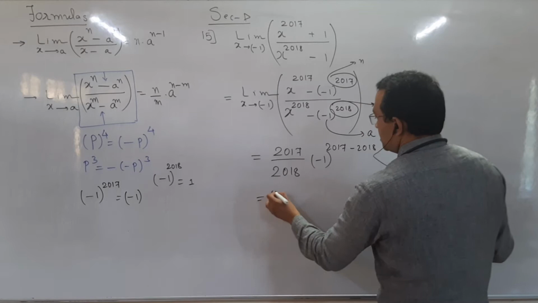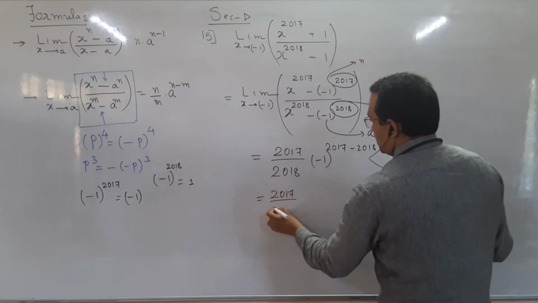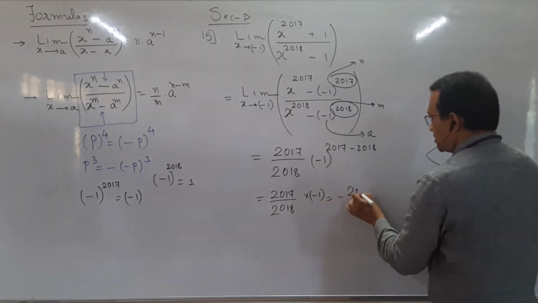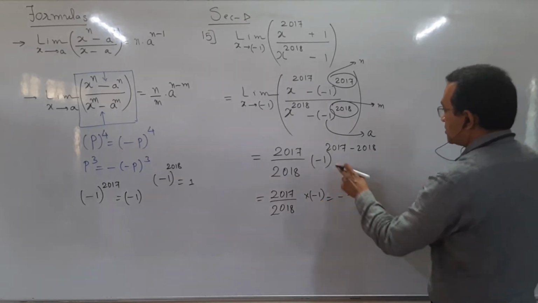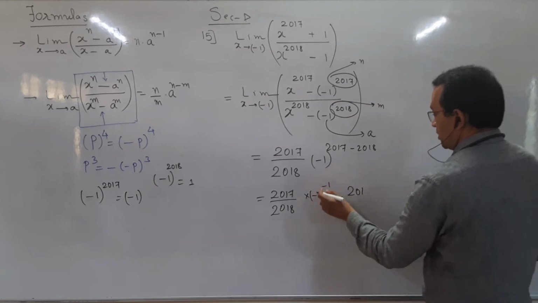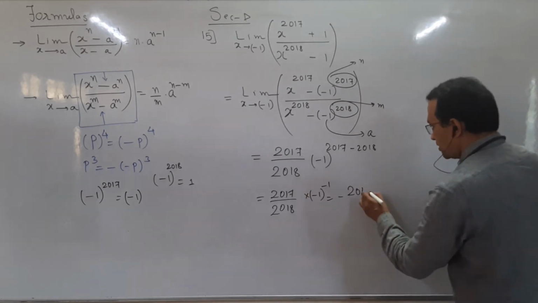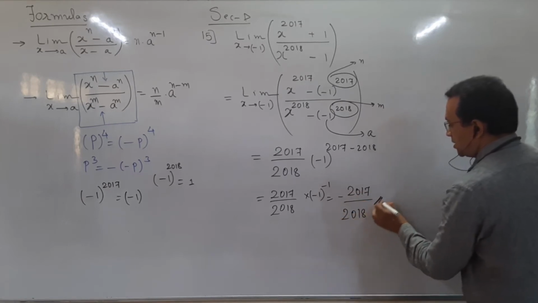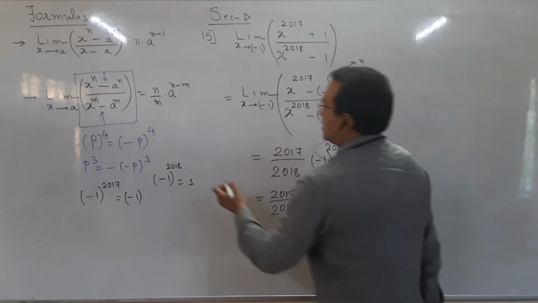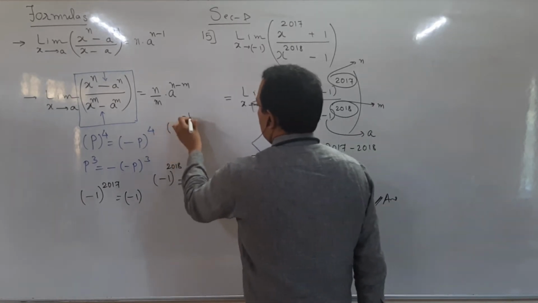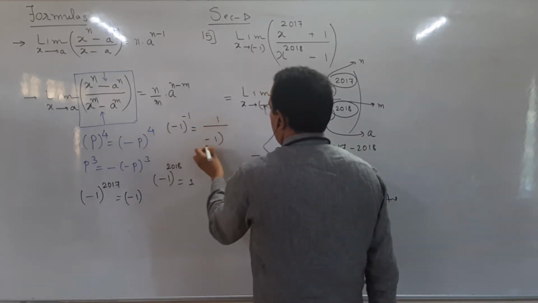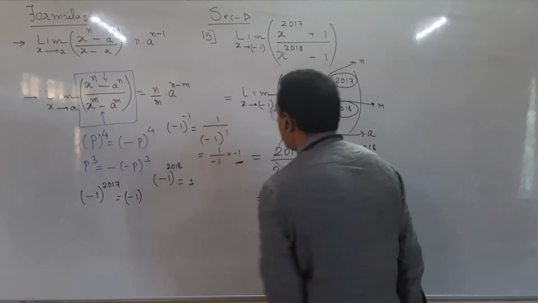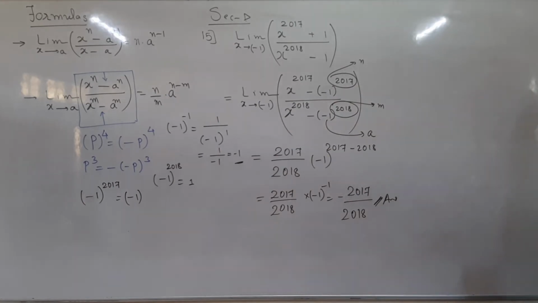So this will be 2017 upon 2018 minus 1. So the answer is this is minus 1 raised to minus 1. So this will be still minus 1 only. Minus 2017 upon 2018. Minus 1 raised to minus 1 will be 1 upon minus 1 raised to 1. And that is 1 upon minus 1, which is still minus 1.